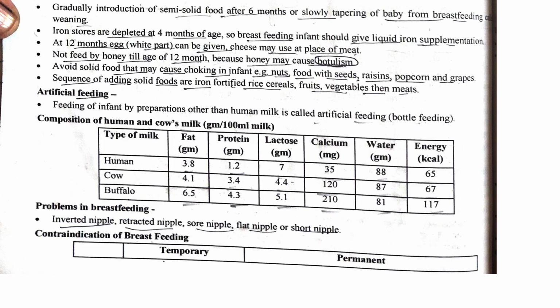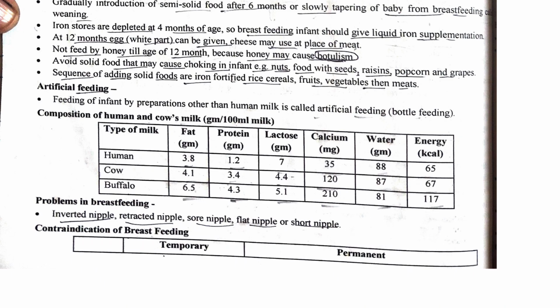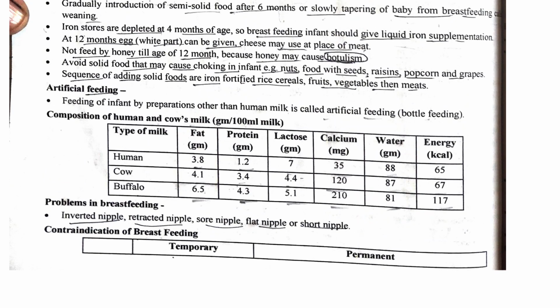Calcium is 35 mg in human, 120 in cow and 210 in buffalo. Water is 88 gram in human, 87 gram in cow, 81 gram in buffalo. Energy is 65 kilocalories in human, 67 kilocalories in cow and 117 in buffalo. Problems in breastfeeding: inverted nipple, contracted nipple, retracted nipple, sore nipple, flat nipple or short nipple.